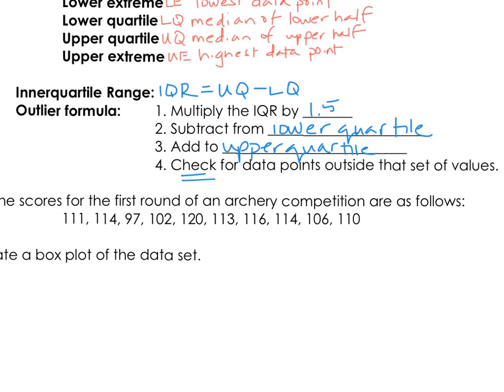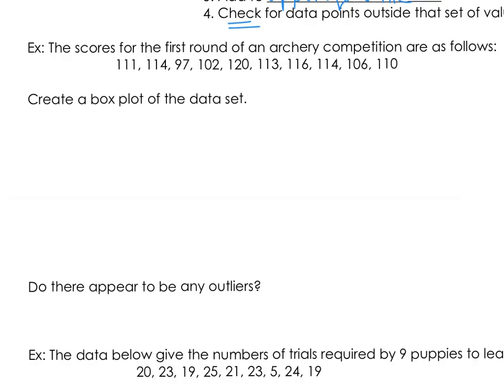All right, let's go ahead and put this all together. In our first example, it says the scores for the first round of an archery competition are as follows. And we have a wide variety of numbers. We're asked to create a box plot or a box and whisker plot of that data. The first thing we need to do is write the numbers from smallest to biggest. Let's count how many there are. I've got 1, 2, 3, 4, 5, 6, 7, 8, 9, 10. It looks like there are 10 data points.